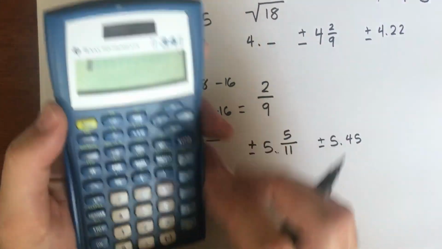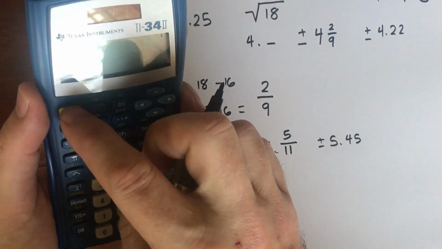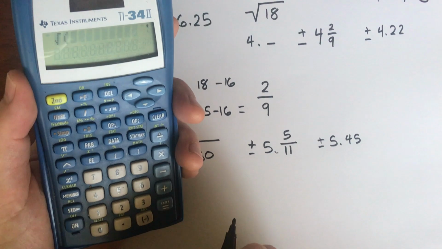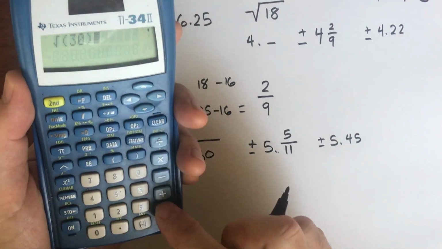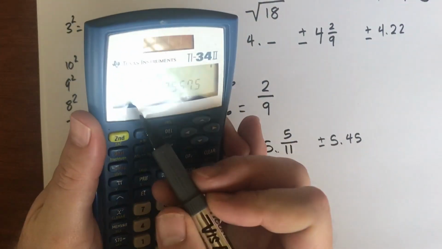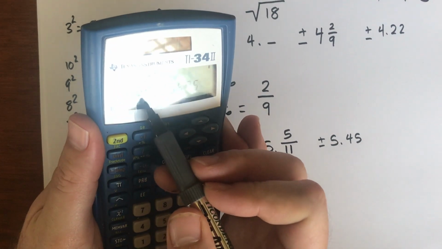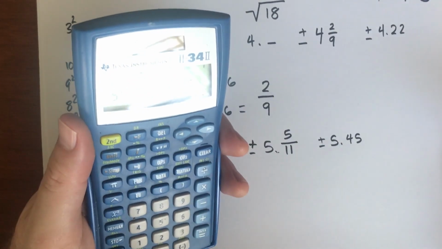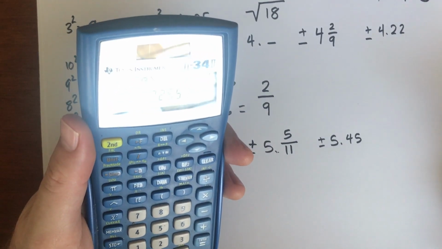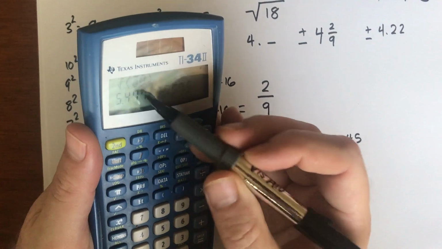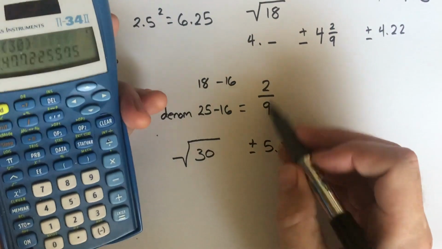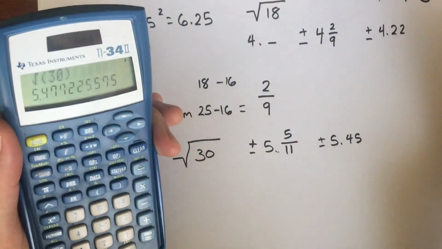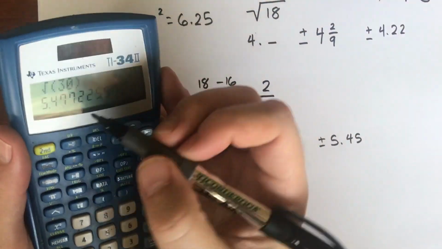But let's see what the actual answer is. See how close our estimate is. The square root of 30 is, look how much closer this one is, 5.47. So we're a little above this time, right? Or no, we're below. We're below, but we're much closer. With the 2/9, we were off in the 10th place. This one, we're off in the 100th place.